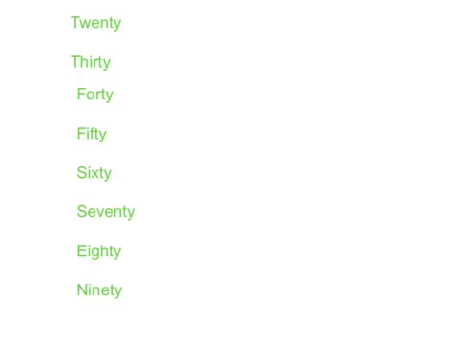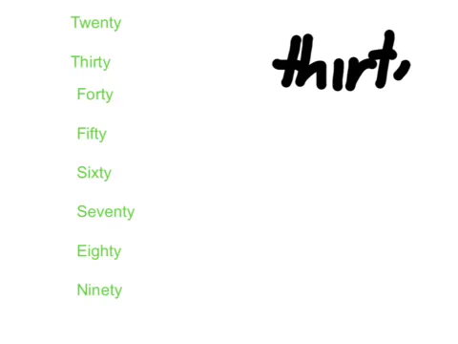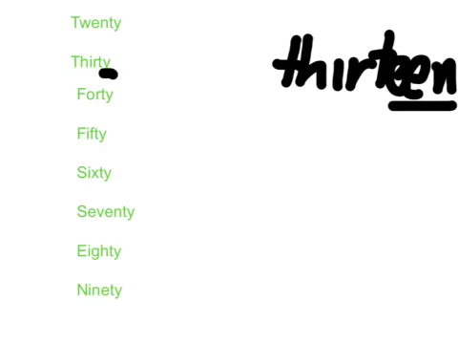Okay, here are our numbers: 20, 30, 40, 50, 60, 70, 80, 90. These are how we write these numbers in words. Now, when I say thirty, it's different from if I said thirteen. This one has "teen" on the end of it, and this one has "ty."